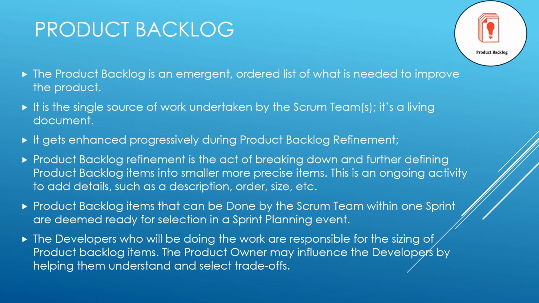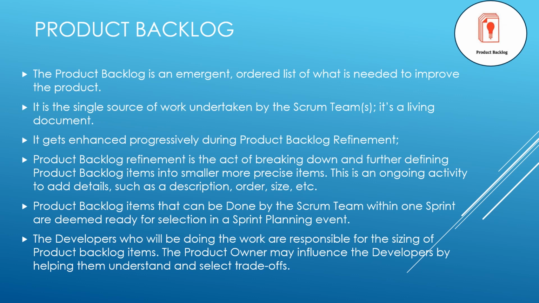Product backlog. Product backlog refers to a prioritized list of functionality which a product should contain. This is the single source of truth used by all the Scrum teams who work on this product. This document will be a living document until the product exists. Product backlog will get enhanced by the act of product backlog refinement. Product backlog refinement is the process of adding details like estimates, order, etc. This is an ongoing process in each sprint.